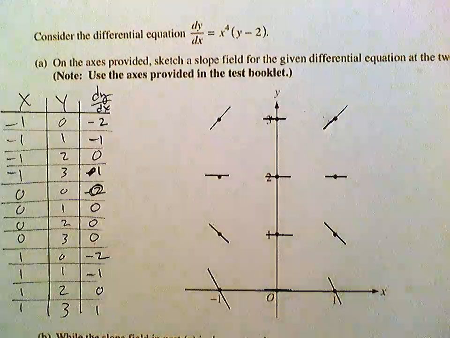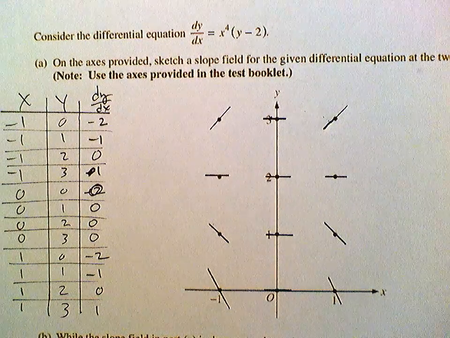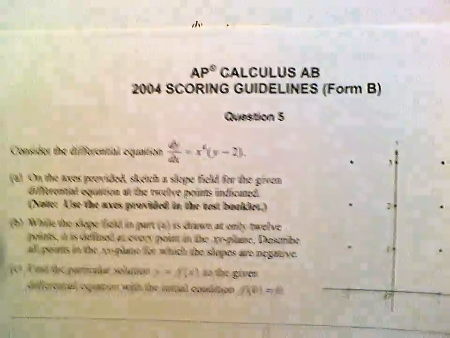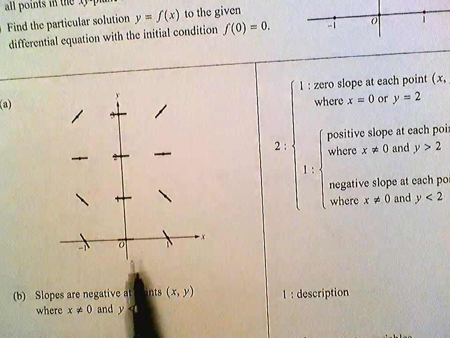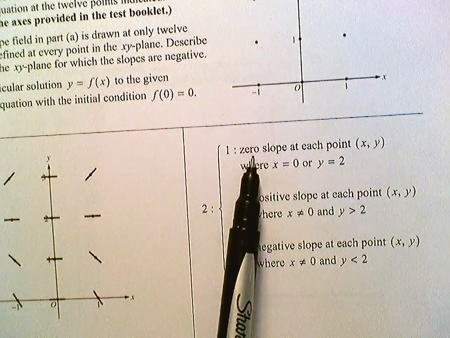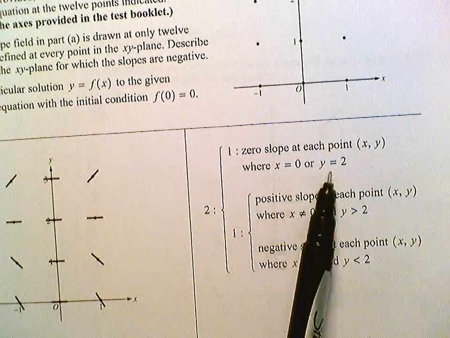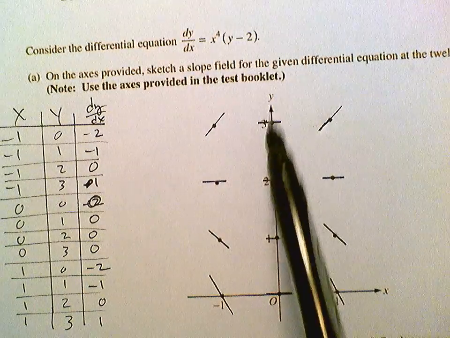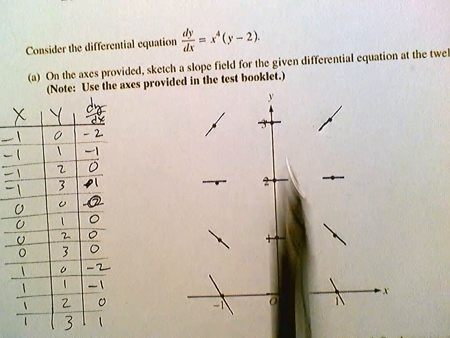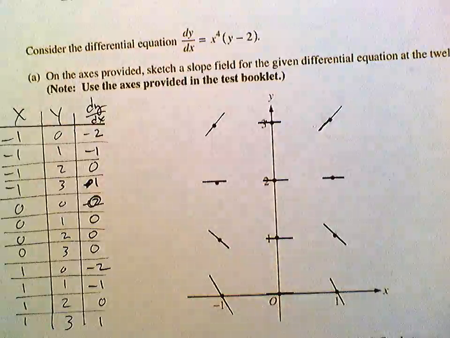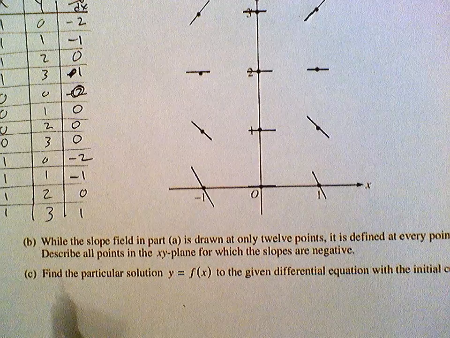Okay, so we just earned 2 points. I'm looking at the grading rubric here. We earned 2 points for this. You would have gotten just a single point if you got the 0 slope at each point x, y, where x is 0 or y is 2. So just 1 point for getting these slopes and those slopes, all the horizontal slopes. Then getting the other slopes would give you the second point. So that's not bad, 2 points on that.